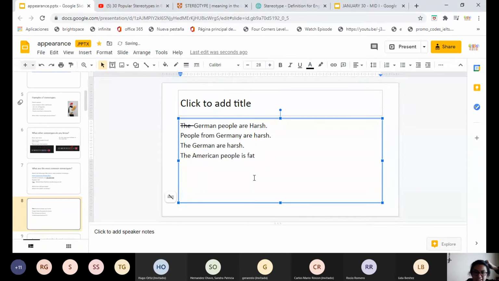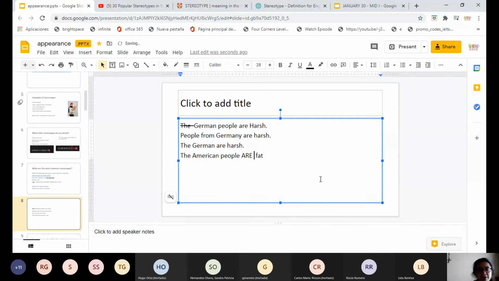Guys, there is a little problem here. Can anybody identify the problem here? Well, there are two little problems. What are the problems there? I think is are noise. Exactly, that's the first one. Very important. When we use the word people, we always say are.